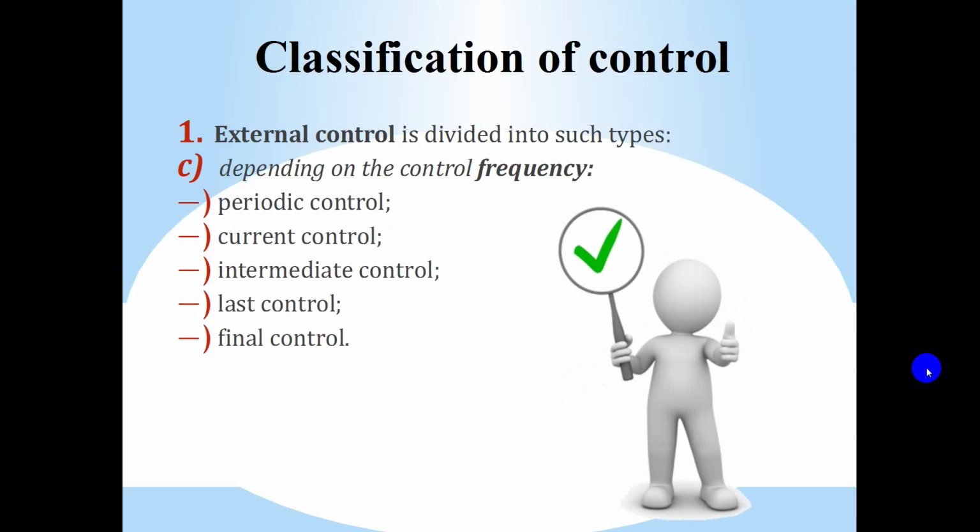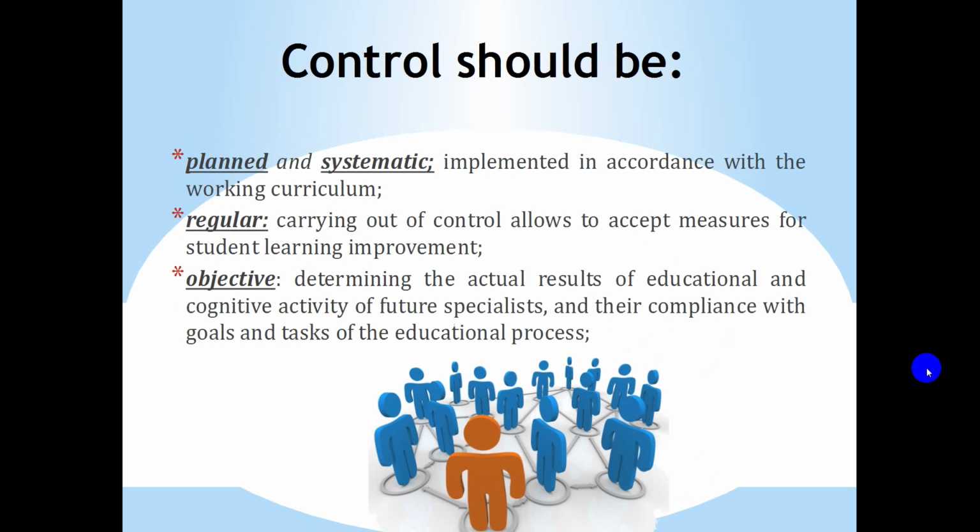C. Depending on the control frequency, we can name periodic control, current control, intermediate control, last control, and final control. Control should be planned and systematic, implemented in accordance with the working curriculum.